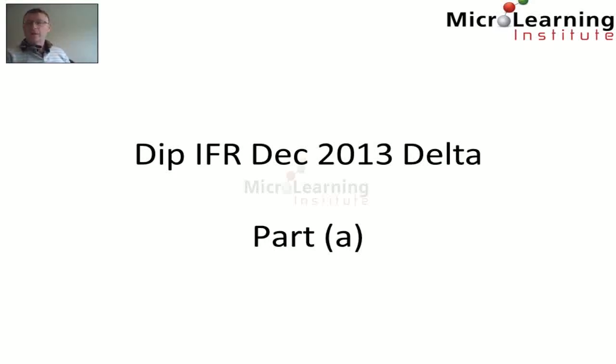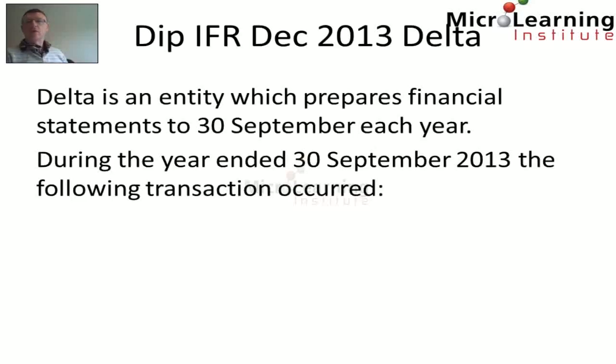In this tutorial we look at part A of question number 2 from the December 2013 DipIFR paper, which is called Delta. In this question we're told that Delta is an entity which prepares financial statements to the 30th of September each year. During the year ended the 30th of September 2013, the following transaction occurred.